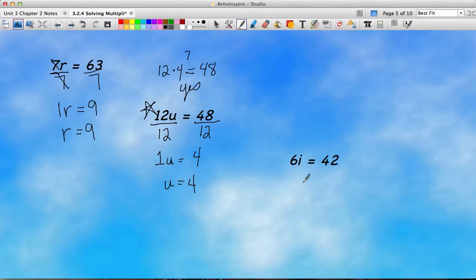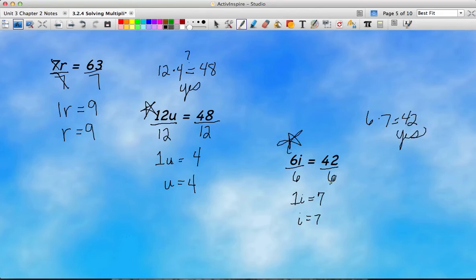All right, so I want you to pause, try this one on your own, and when you come back, we'll go over your answer. To undo times 6, I'm going to divide by 6. But what I do to one side, I have to do to the other. I'm left with 1 times i is equal to 7. 1 times i is always going to be i, so i is equal to 7. I double check, 6 times 7, does it equal 42? The answer is yes, so I know I got it correct.